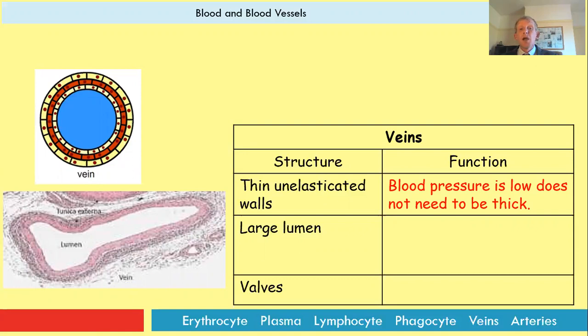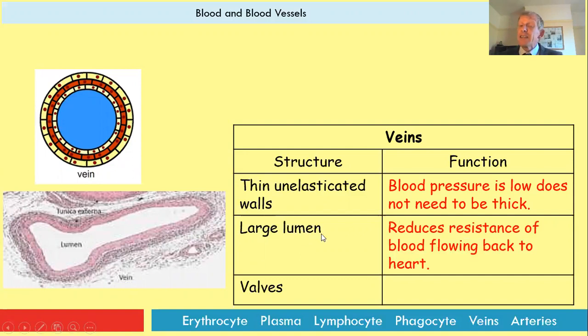And so they don't have the same kind of thick wall. They don't need to withstand that same pressure. What they do need, though, is a very, very large lumen, and they need that to reduce the resistance of the blood as it flows back to the heart.